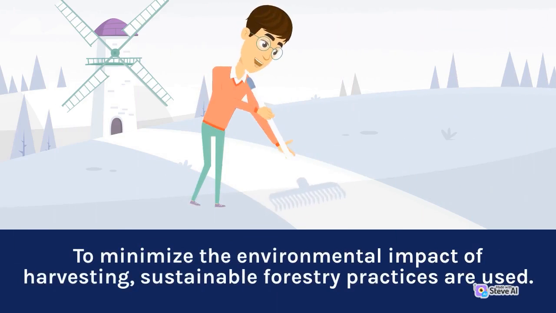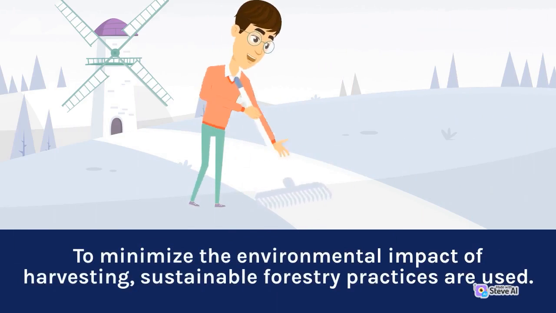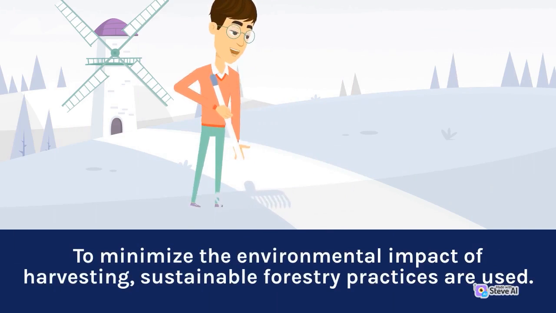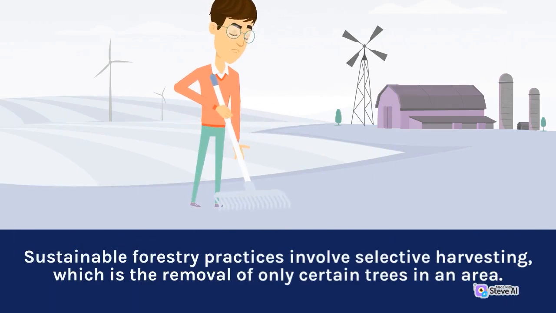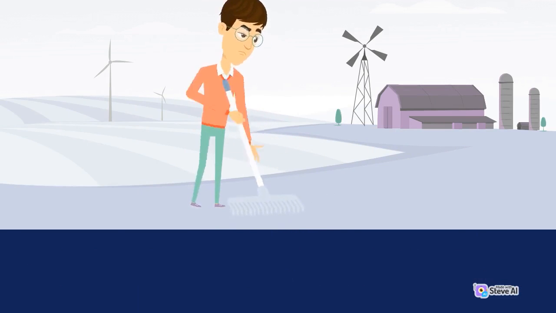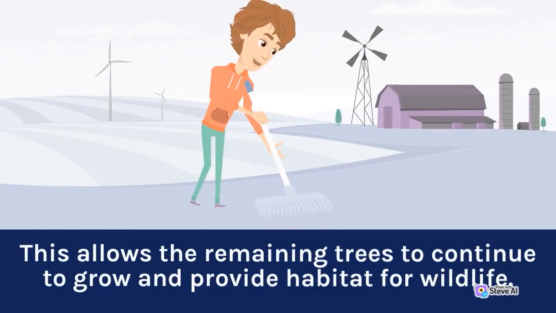To minimize the environmental impact of harvesting, sustainable forestry practices are used. Sustainable forestry practices involve selective harvesting, which is the removal of only certain trees in an area. This allows the remaining trees to continue to grow and provide habitat for wildlife.